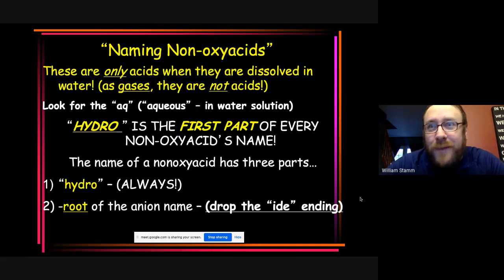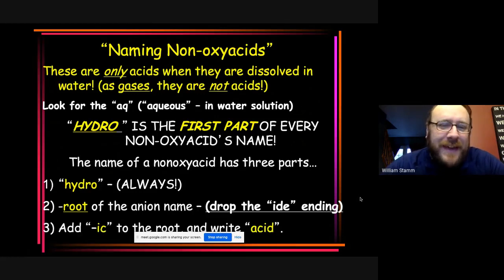We don't say bromide or we don't say chloride. We change it a little bit. We actually put an ic at the end, IC, to the root, and then you write acid at the end. That's going to be very common. Acids always have the word acid at the end. So we have hydro, the root, and ic.